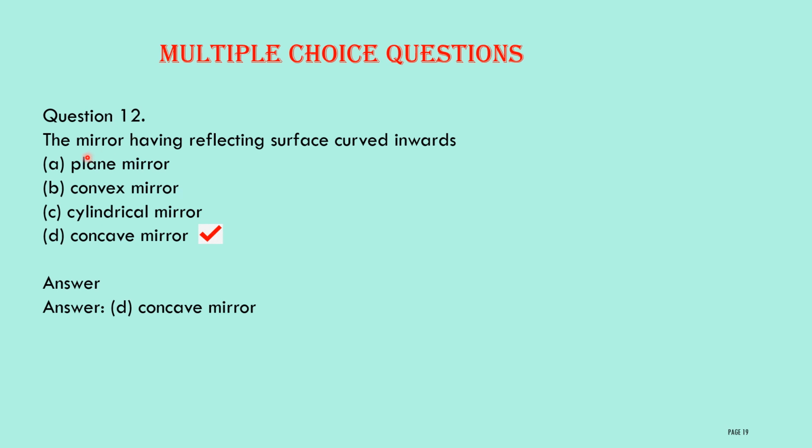Question number 12. The mirror having a reflecting surface curved inward. Option A, plane mirror, option B, convex mirror, option C, cylindrical mirror, option D, concave mirror. The correct answer is concave mirror. In the case of a concave mirror, the reflecting surface should be curved inward.